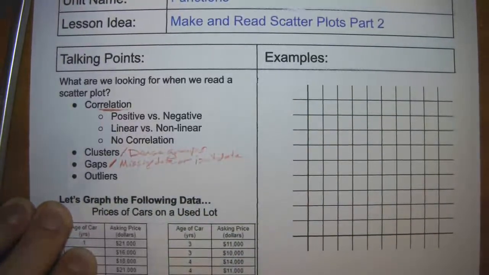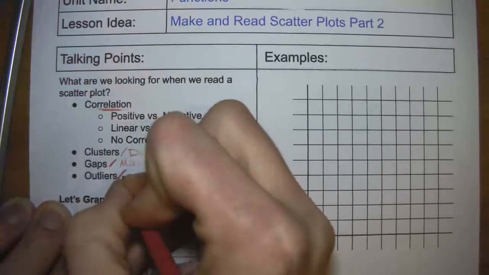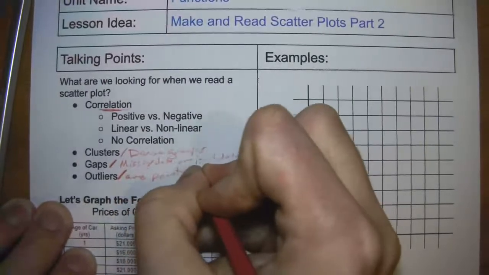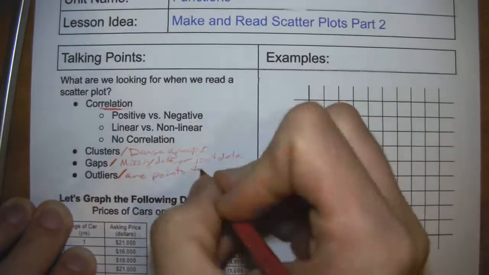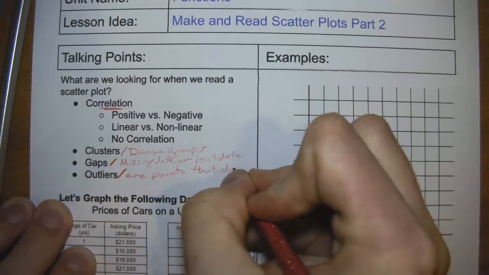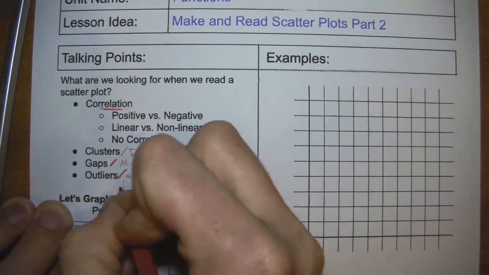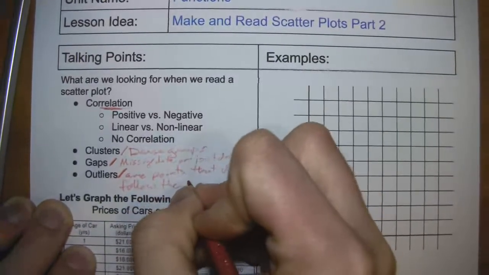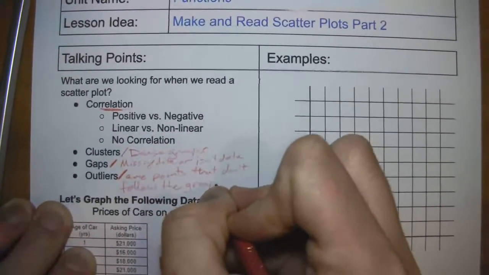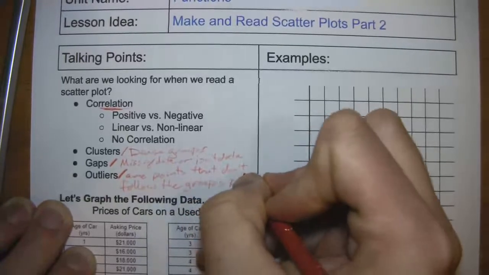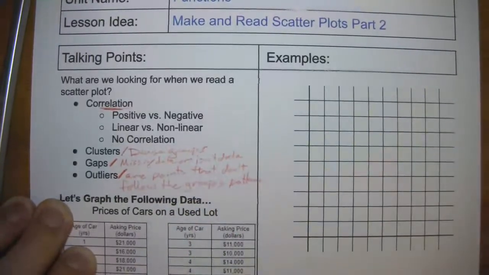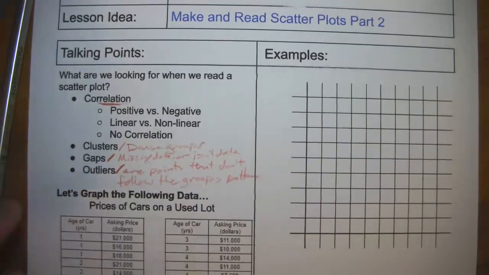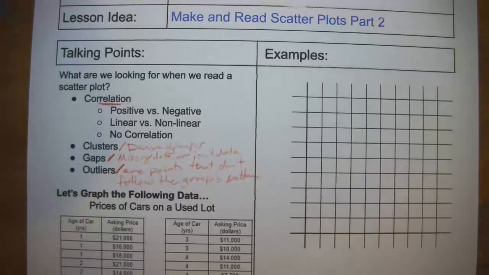And then there are outliers. And let's talk real quick about outliers. Outliers are points that don't follow the group's pattern. Now, it doesn't necessarily mean that you have a high spot or a low spot, that it's automatically an outlier. Outliers, when we talk about scatter plots, have to be points that don't follow the norm.